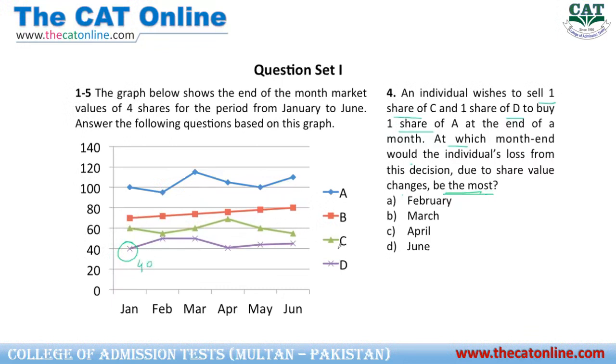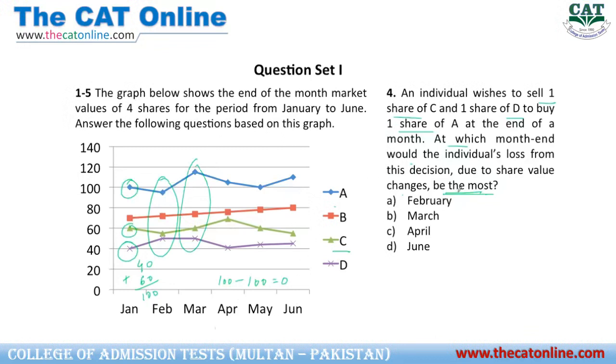If I sell the share C, I'll get a 60. So my total is 60 plus 40, which is 100. Now when I buy this share A, I'll have to pay 100. So my net loss or gain in the transaction is 100 minus 100, which is 0. Similarly, I need to do for all these months, for February, for March, for April, for May, and for June.